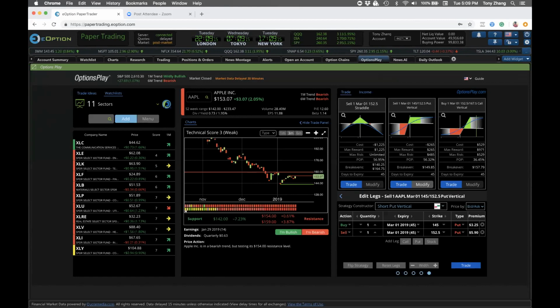So take the time, model out your different scenarios based on the different outlooks that you have on the stock, and see for yourself exactly how much profit or loss there would be. That's really going to help you decide whether this is an earnings play that you want to trade or not.